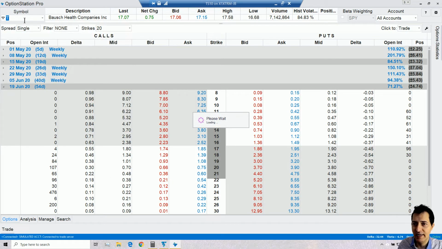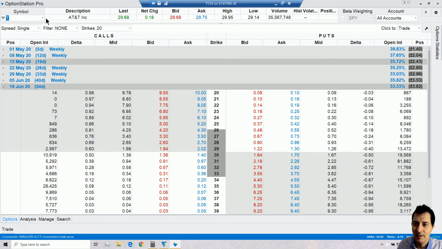Okay, so I'm going to look at AT&T. I almost never trade AT&T because it's quite cheap. It's at 29, and it doesn't move too much. So with 29, that makes the option 140. So you will need $140 in your account to trade AT&T.